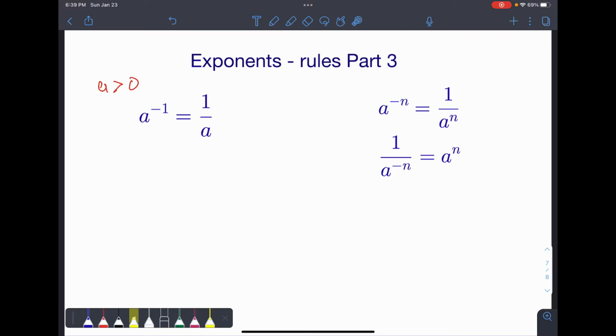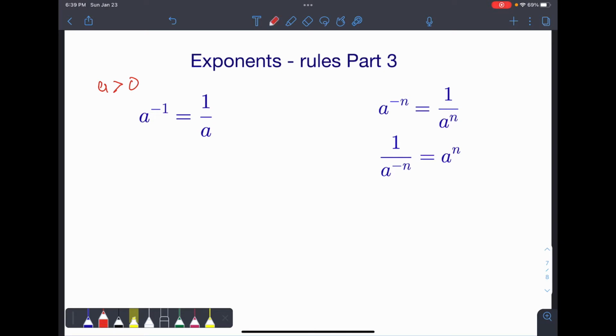Now, let's go back to our rule. So we have a, it's our base, and look at the exponent now. The exponent is -1. So we have a to the power of -1. And what this rule tells us is that we can write this as, instead of a to the -1, we could write it as 1 over a.